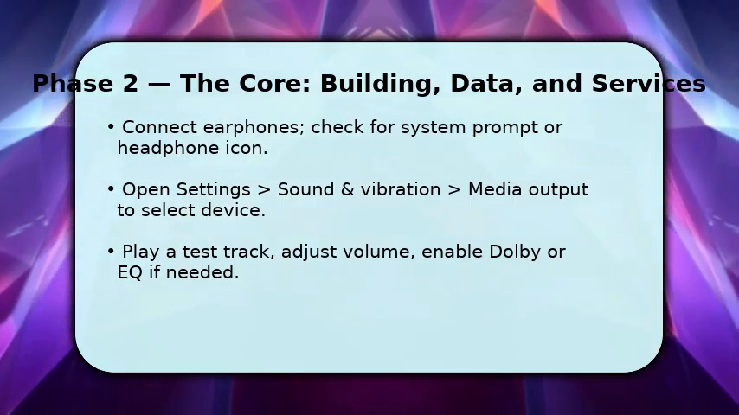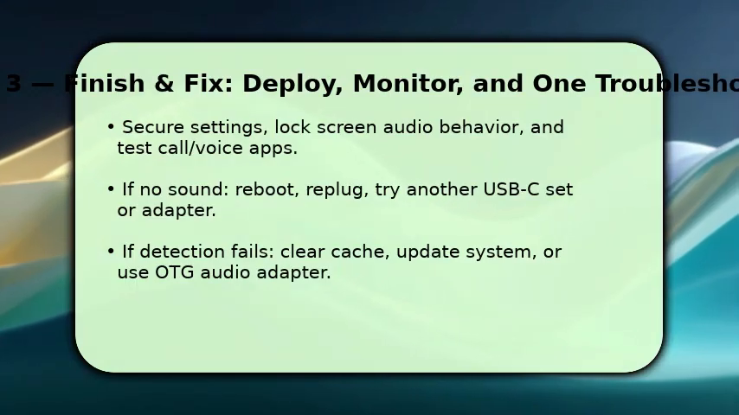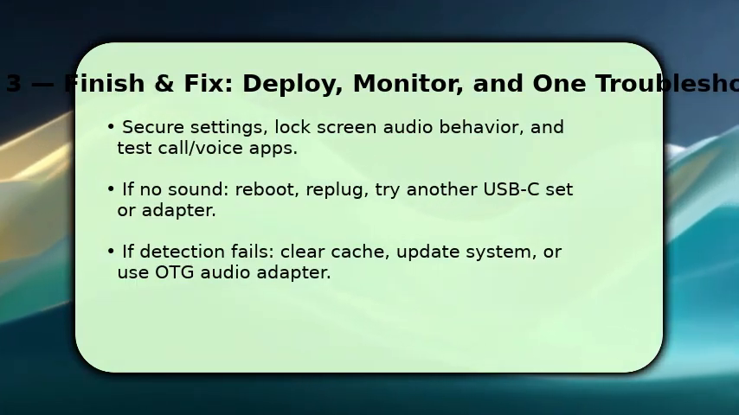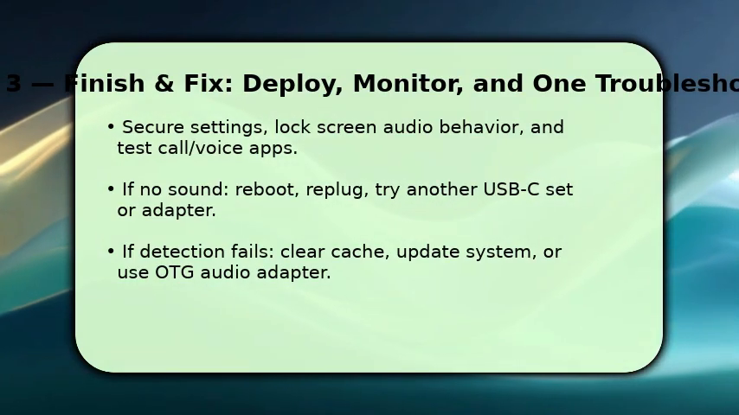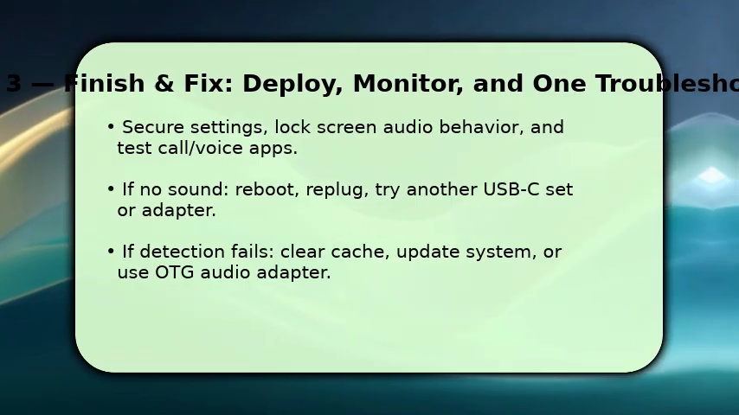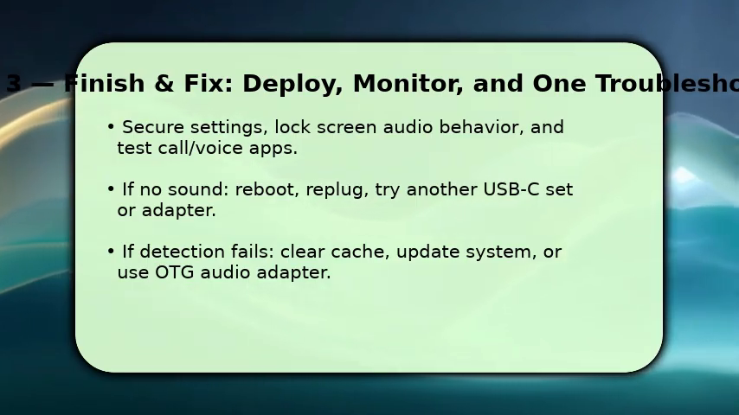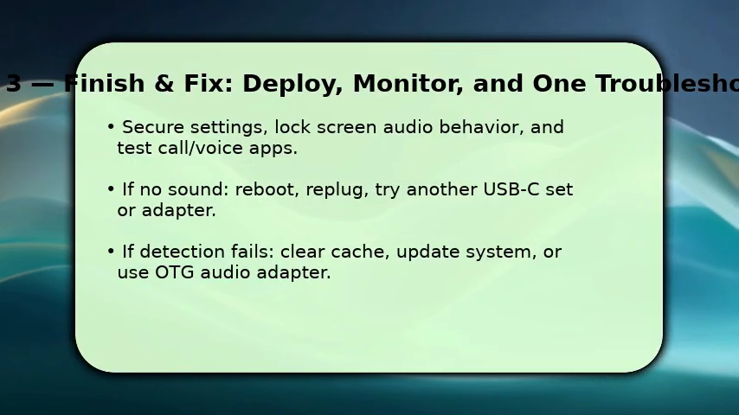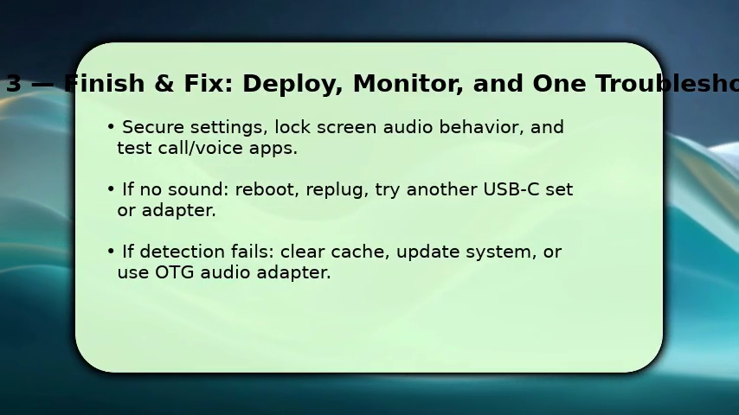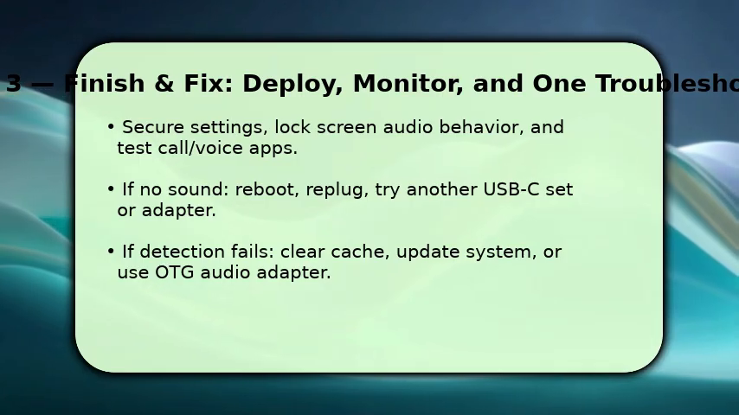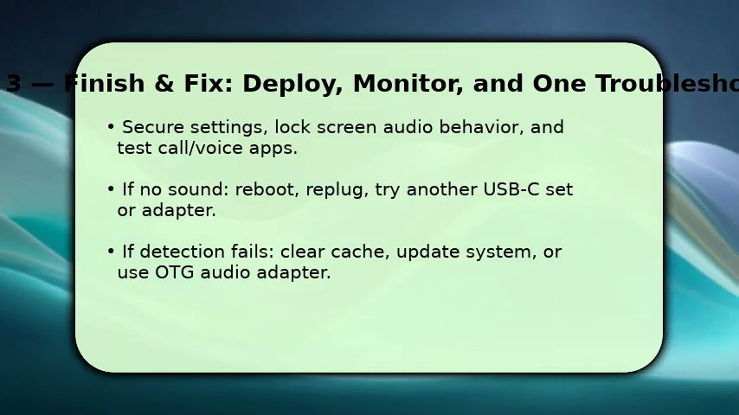To finish, lock in your preferred sound settings and test voice calls and messaging apps, since mic routing can differ from media output. If you get no sound, unplug and replug, then reboot the phone. That often forces hardware redetection. If still dead, try another USB-C earphone or a known working adapter to isolate the problem.